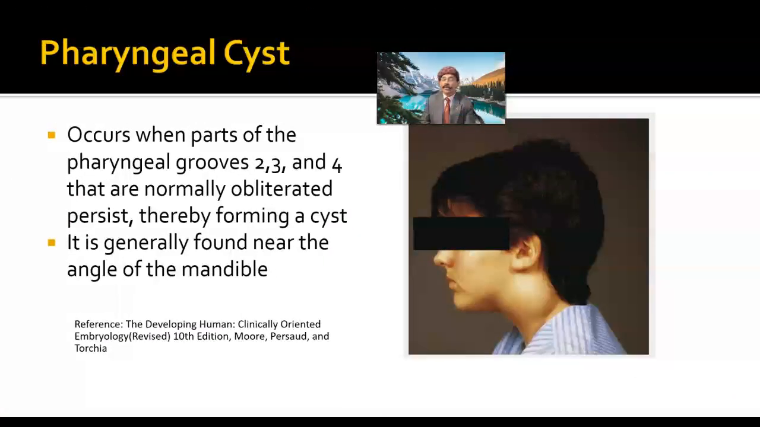Pharyngeal cyst: this may happen when part of pharyngeal grooves 2nd, 3rd and 4th that are normally obliterated persist, therefore forming a cyst. It is below the angle of the mandible, below the ear. This cyst is because of non-obliteration of the 2nd, 3rd and 4th pharyngeal grooves. It is generally found near the angle of the mandible, like this boy.